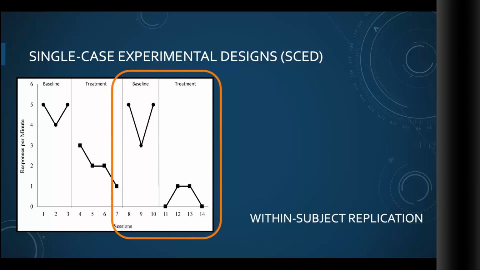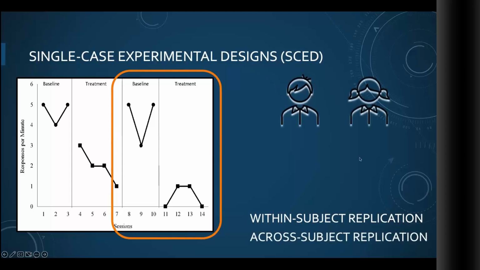But here you see what we consider within subject replication. Like I mentioned, you have your initial baseline and treatment phases, and then we repeat those 2 exact phases. And so we get what's called within subject replication, so replication of treatment effects for the same individual. That's one way that we look at replication. But we also look at it across individuals too.